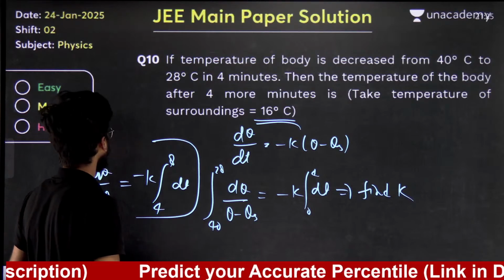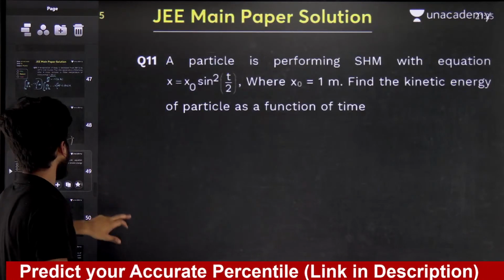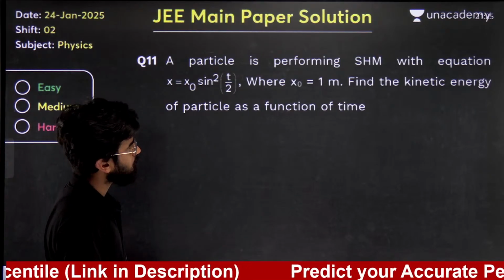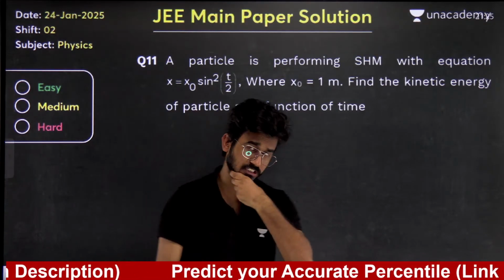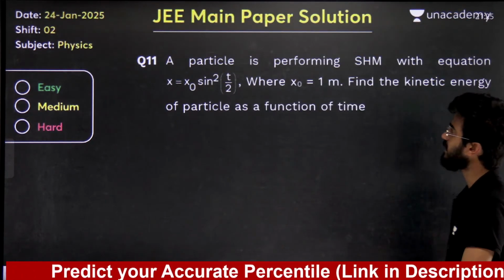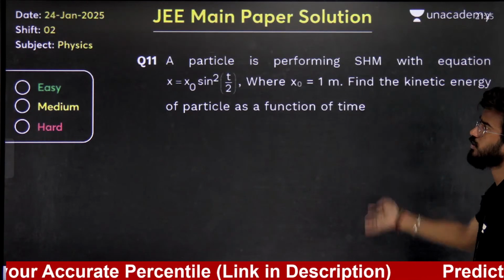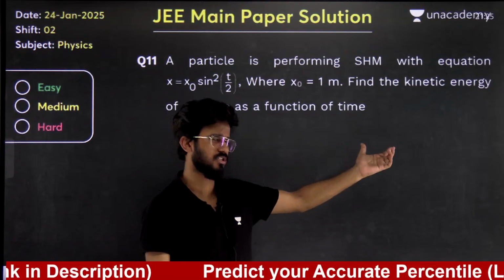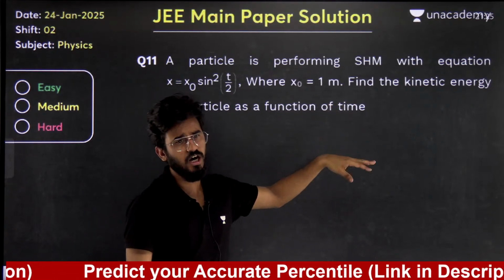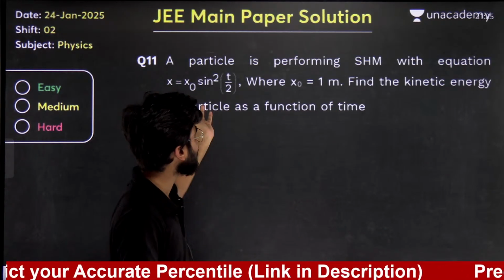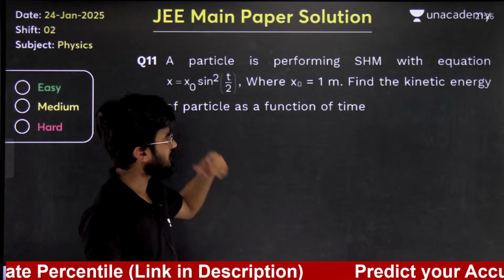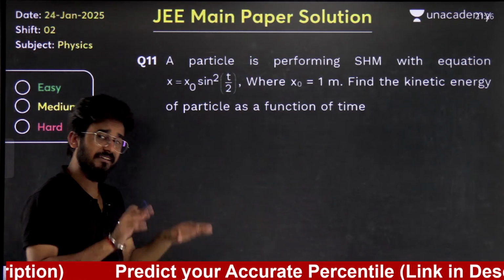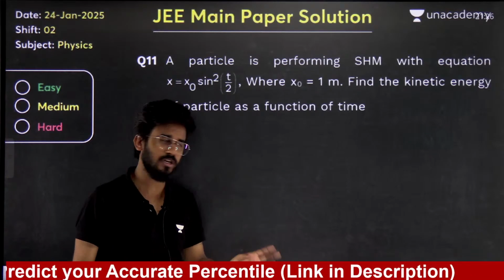Okay, next question. A particle is performing SHM with this equation, and we have to find the kinetic energy as a function of time. When I was discussing this question, students were saying that some graph was given and the question was not very accurate. The data is very inaccurate in this question, so we are not going to discuss this particular question. I will discuss it when the question is very clear.